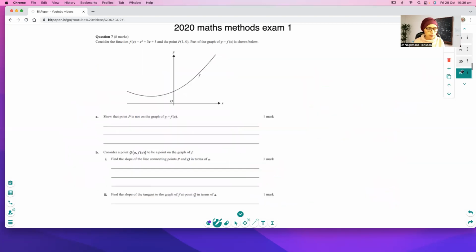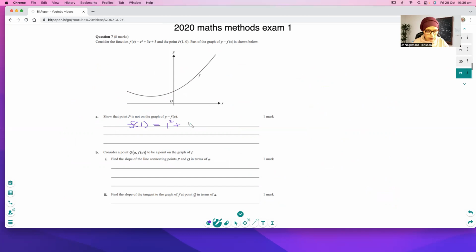Okay, so now we have question number 7, where a parabola function graph is given, where P is 1, 0. Part of the graph y is equal to f of x is shown. Show that P is not on the graph y is equal to f of x. So how can we show that P is not on the graph? So what we need to do is just do f of 1 and see what we get.